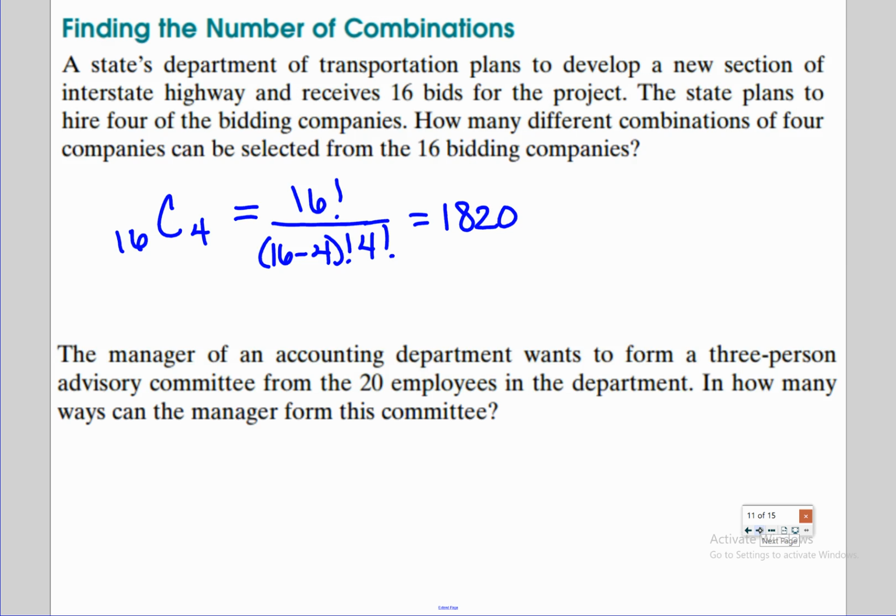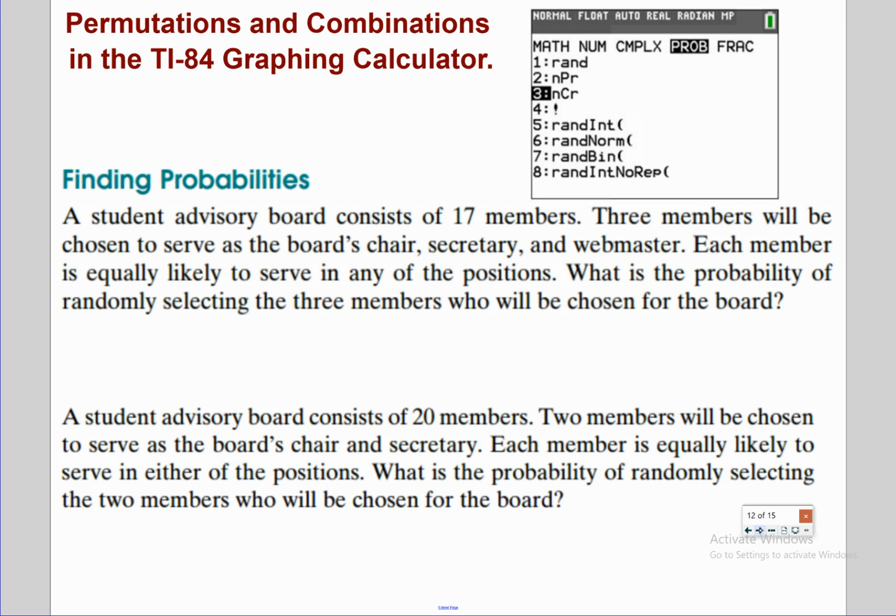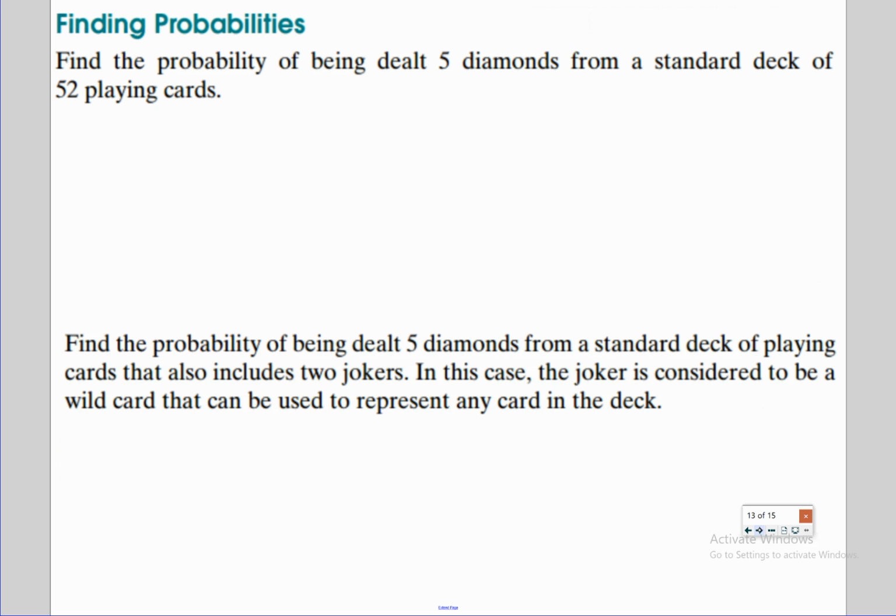So now we're going to skip over the calculator slide. We already talked about the calculator. Last couple slides are about probabilities and our combinations put together. Okay. We want to find the probability of being dealt 5 diamonds in a hand of 5 cards from a standard deck of 52 playing cards.